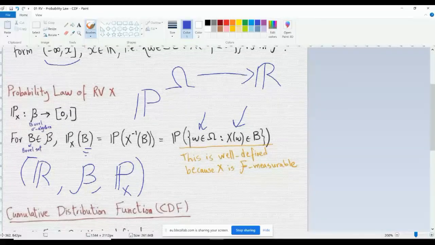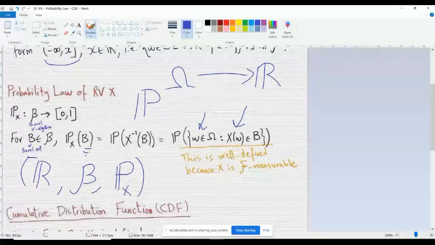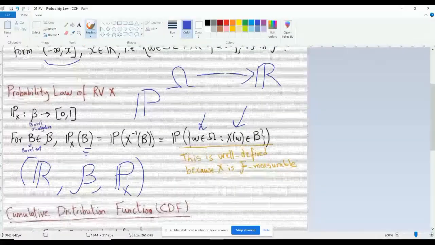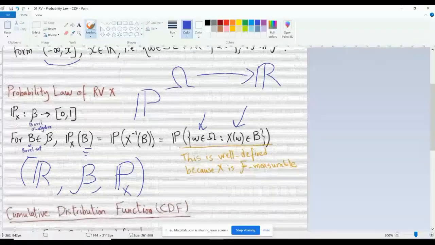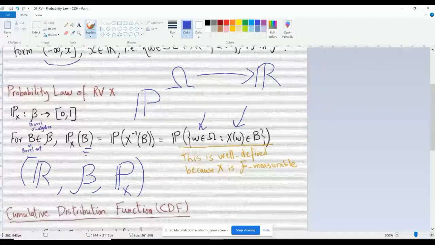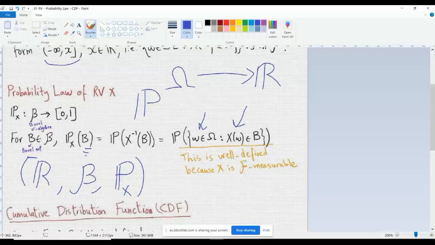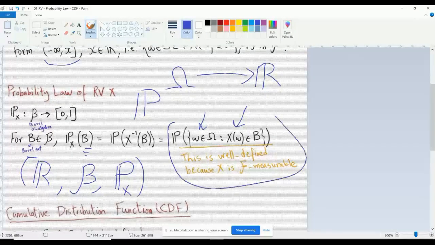Okay, so for a Borel set on the real line, go and obtain its pre-image, which will be some subset of big omega that is mapped to this specific Borel set. This subset of big omega, if we are talking about a random variable, is guaranteed to be in the sigma algebra, and so it is assigned a number between 0 and 1 by the probability measure defined on the tuple big omega and the sigma algebra. So basically, this probability here is well defined.